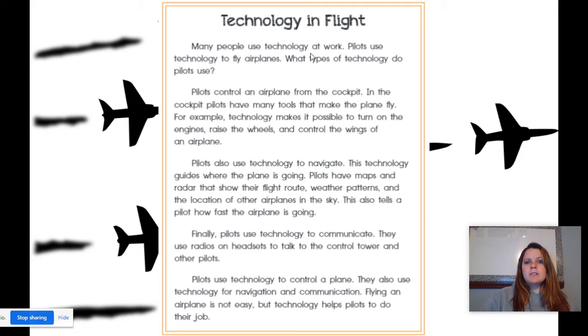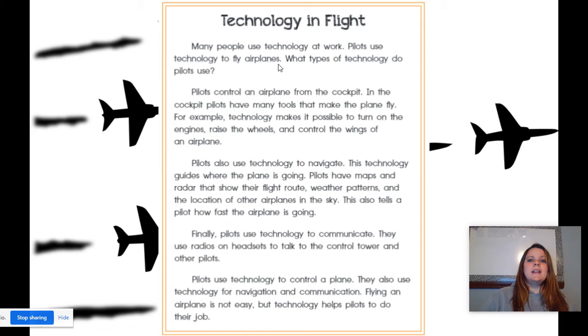Many people use technology at work. Pilots use technology to fly airplanes. What types of technology do pilots use? Now, in the first two sentences of this story, we see that the author uses periods. Many people use technology at work, period. Why did they use a period? Well, that's because they're stating a fact, right? It's a statement. So we end a statement with a period. Here comes another statement or fact. Pilots use technology to fly airplanes, period. That's why we use a period there, right?